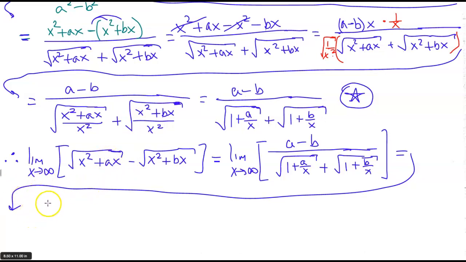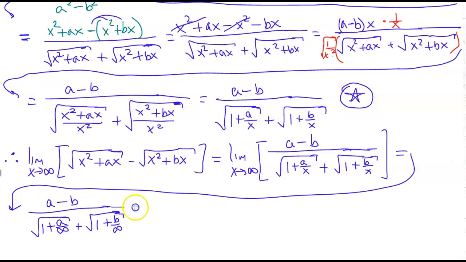So at this point, I'm just going to replace all x's with infinity. And of course, we know that this term is going to go to 0. That term is going to go to 0. And we essentially have just a minus b divided by square root of 1 plus square root of 1. And we know that square root of 1 is just 1, so 1 plus 1 is 2. And this would be our final answer here, okay?